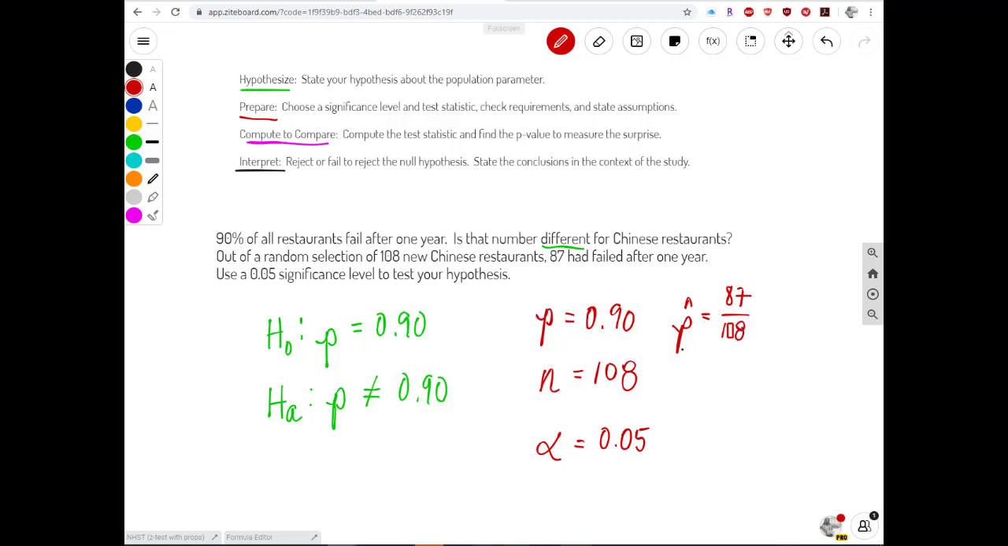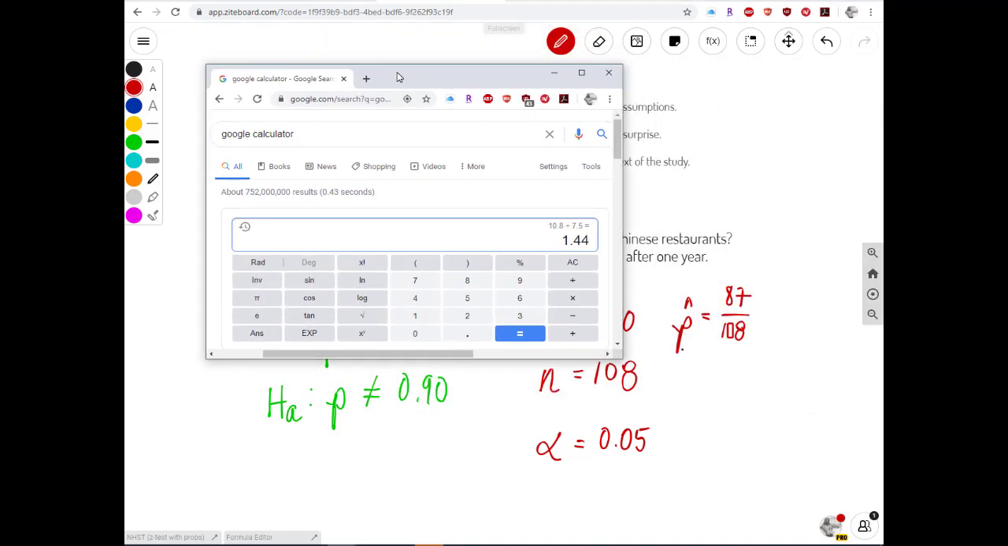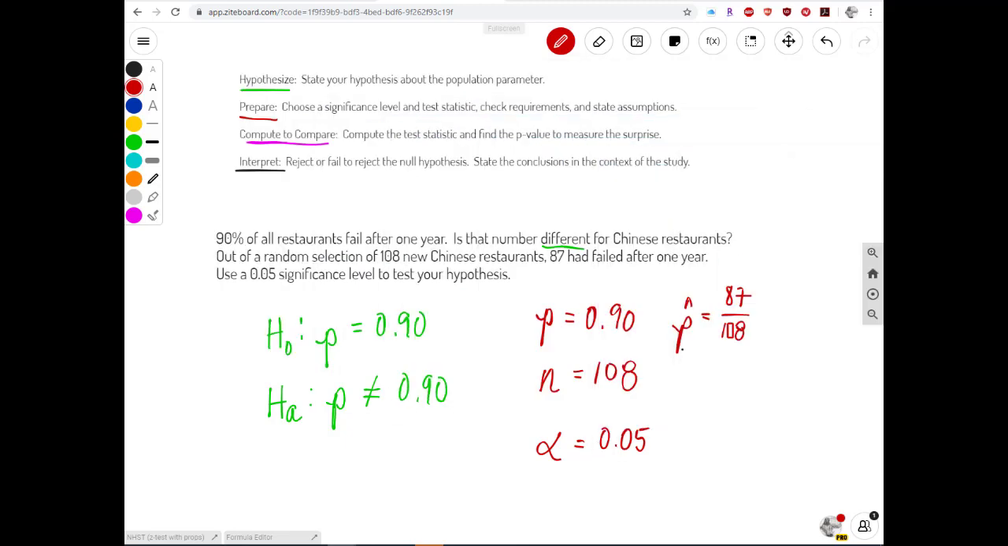And I'm going to bring my Google Calculator over and clear this out. I have 87 divided by 108, and I get, let's just say 81%. So we've got 0.80555555, so I'm going to write that down, 0.8055, and this is approximately 81%.